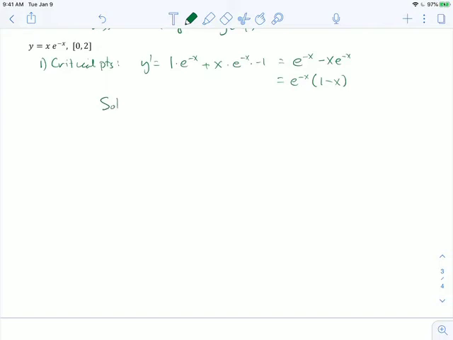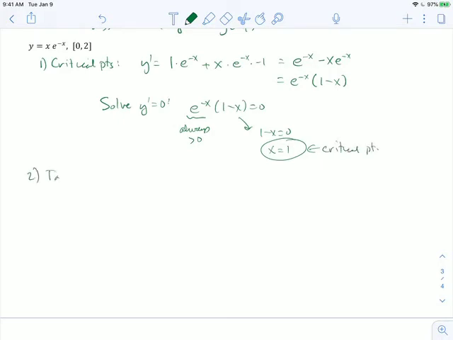And so this is defined everywhere. So I want to solve y prime equals 0. So I've got it in factored form already. And what I want to remember is that e to the minus x is always positive. And so there are no solutions from this. And so therefore, my only critical point is x equals 1. And I create my table. My endpoints are 0 and 2. My only critical point is 1.